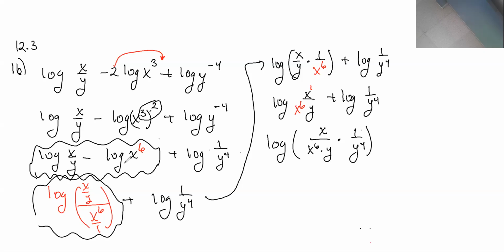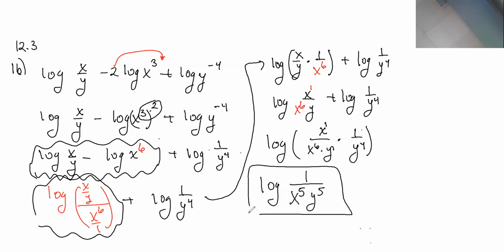Okay, so I'm going to combine here y to the 1 and y to the 4, and I'm going to subtract here. So log of 1 over x to the 5th, because 6 take away 1 is 5, and there's more at the bottom. And then y to the 5th, because 1 plus 4 is 5, and that there is my answer.